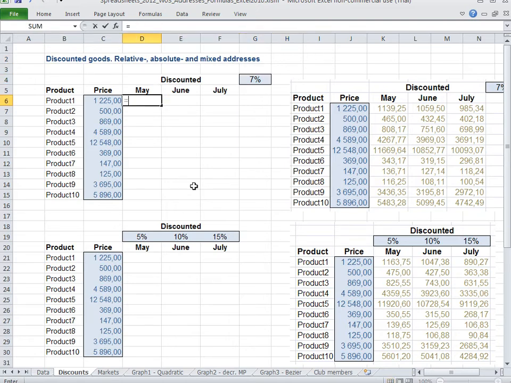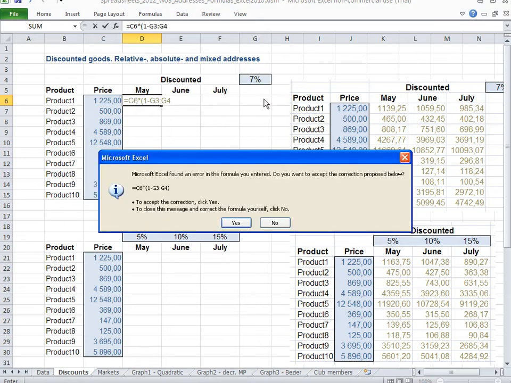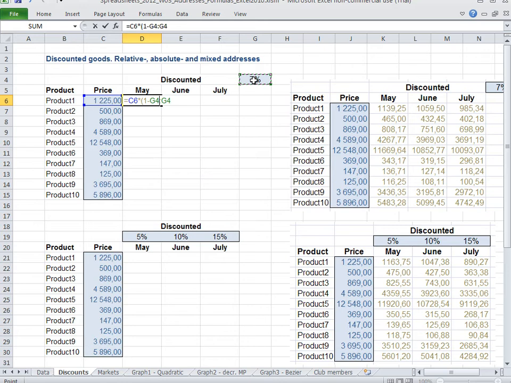Okay, let's write it like this: equals C6 times, and now this 0,93 has to be written down like this: parenthesis 1 minus 7%. Here it is, 1 minus 7%. And this counts 1225 into 1139.